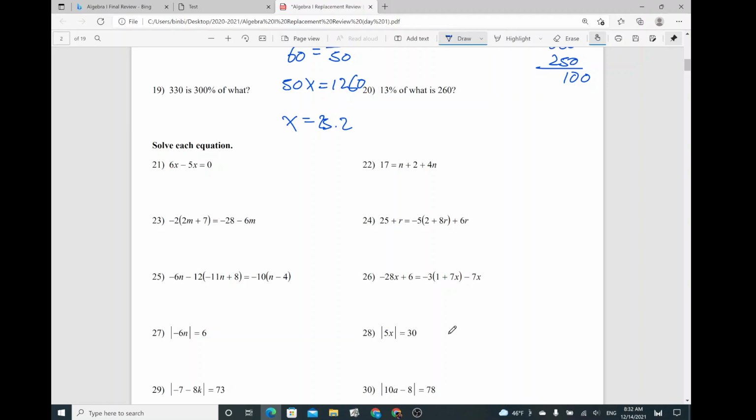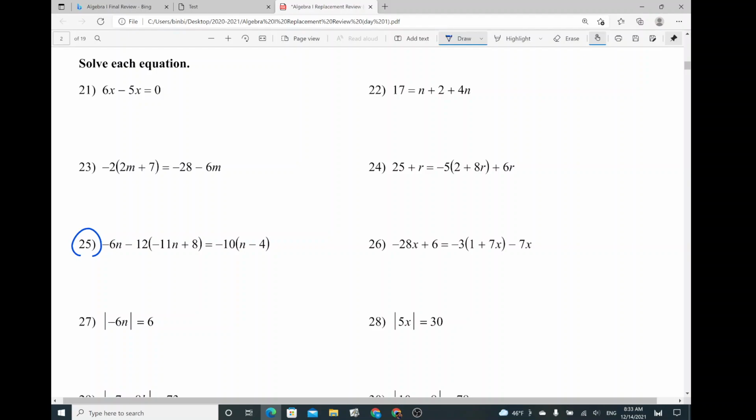So solving for the equation, let's do two problems right here. Let's do the one with the non-absolute value and the other one with the absolute value. So let's do 25. Anytime you see things with parentheses, a lot of constant terms, and the variable, the first thing you should be thinking about is to distribute.